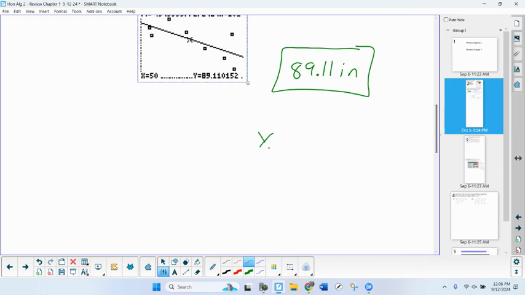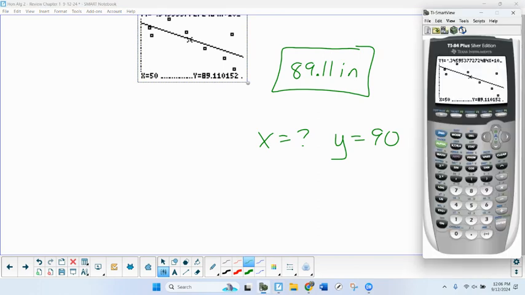So I want to know what is X when Y is 90. Here's the way you would do that, Josh, and we are going to do this later on this year. You go to Y equals, you let Y2 be 90. Because Y is 90, so this is where you enter Y and you graph it.